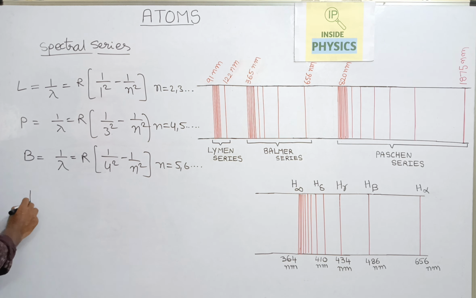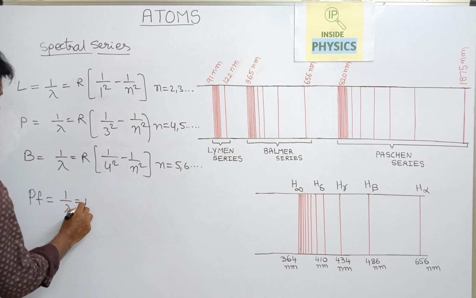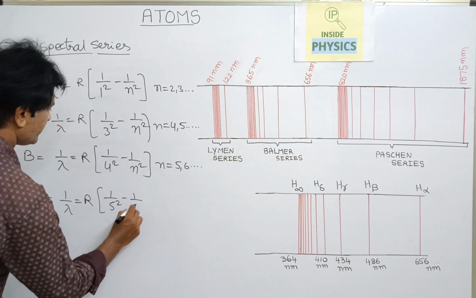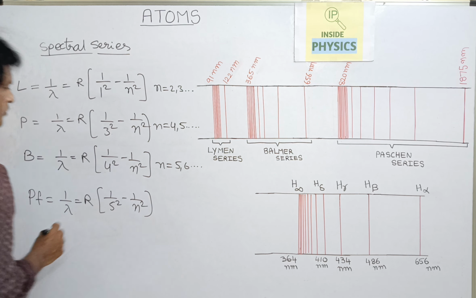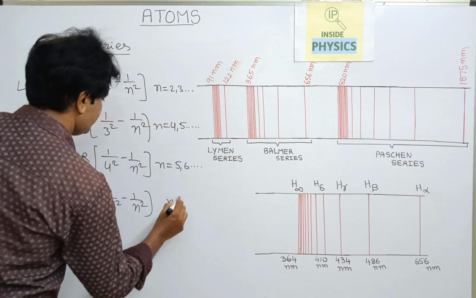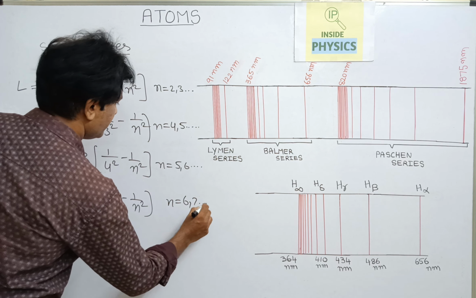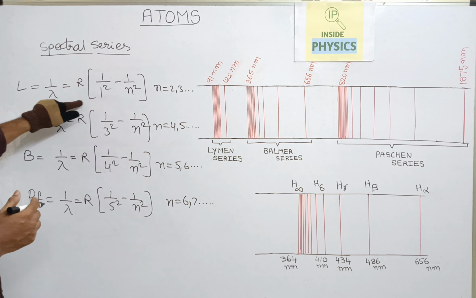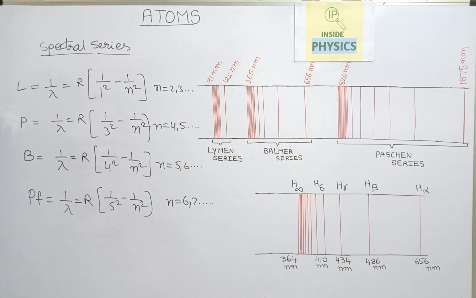In the same way, Pfund series will be 1 by lambda is equal to Rydberg constant into (1 by 5 square minus 1 by n square), where n is 6, 7 and so on. These are the different series, and we can calculate their wavelengths by using these formulas. These formulas are useful to calculate the wavelengths of spectral lines.